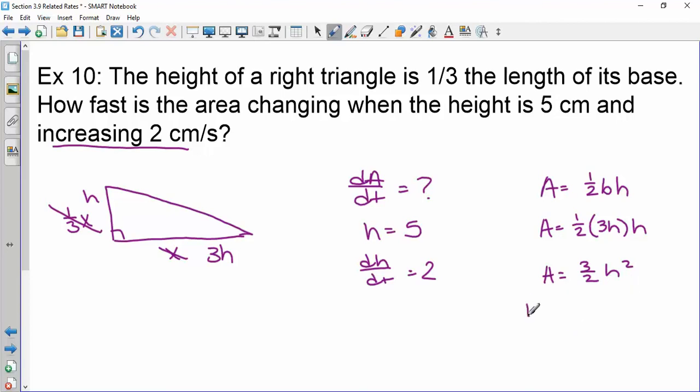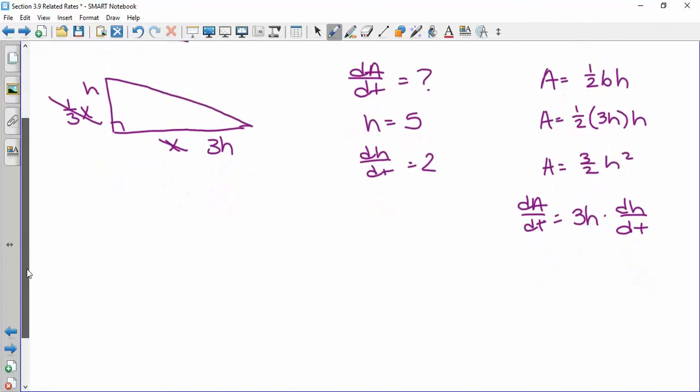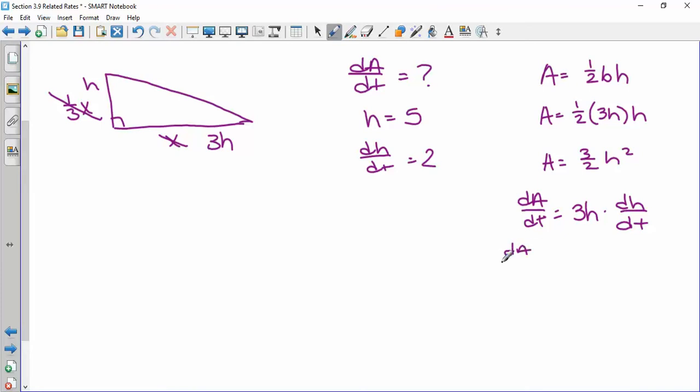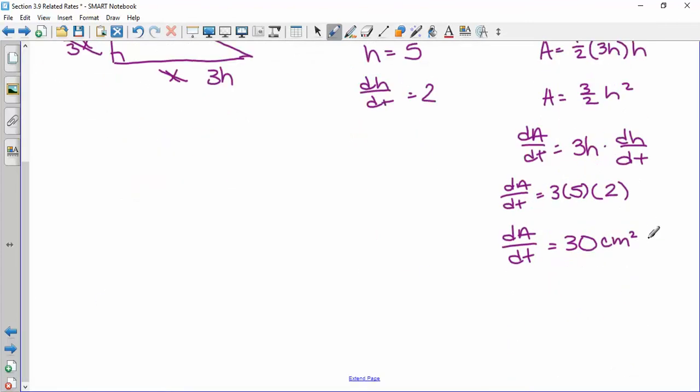So now we can do the derivative. So dA dt. 2 comes down, so 3/2 times 2 is 3h, subtract 1 from the power, times derivative of h would be dh dt. So we get 3 times 5 times 2. So dA dt is 30. Units, area is square units. We were in centimeters, I think. Yeah, square centimeters per second.